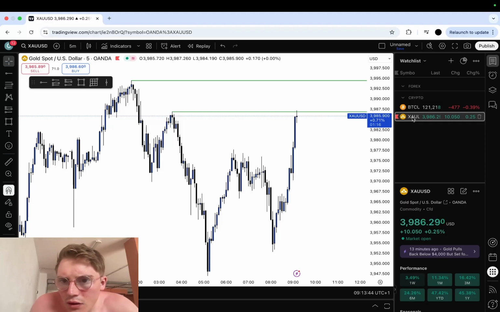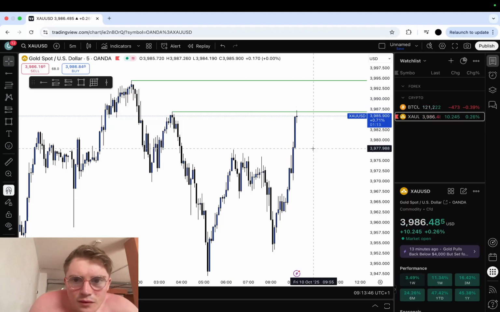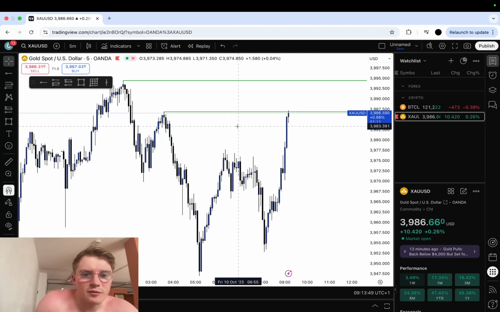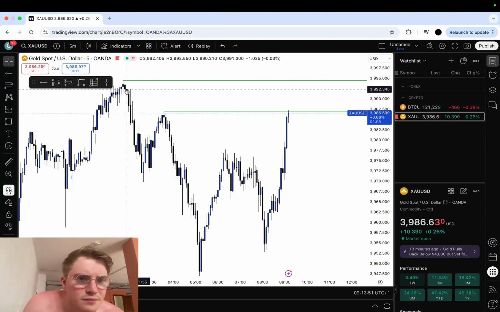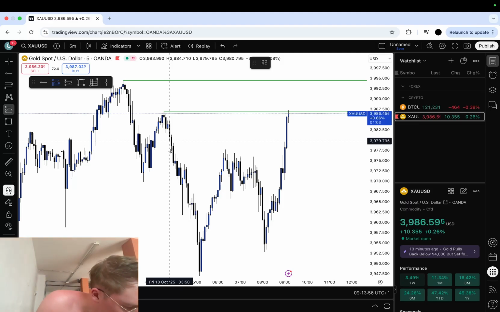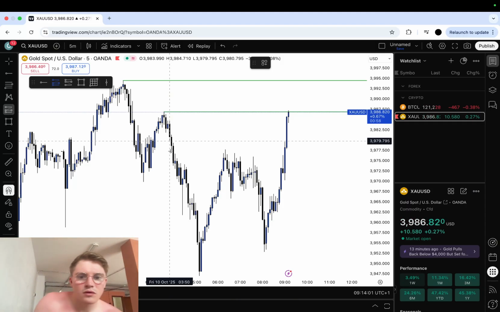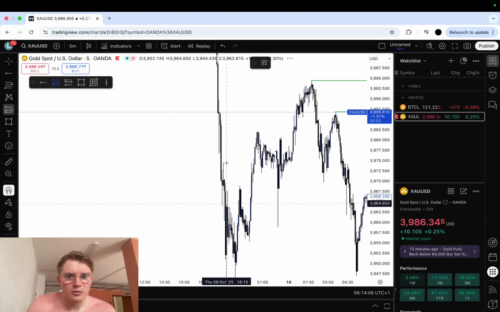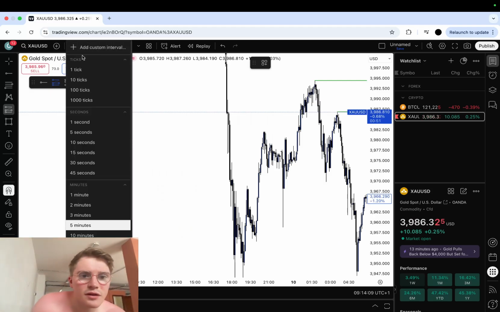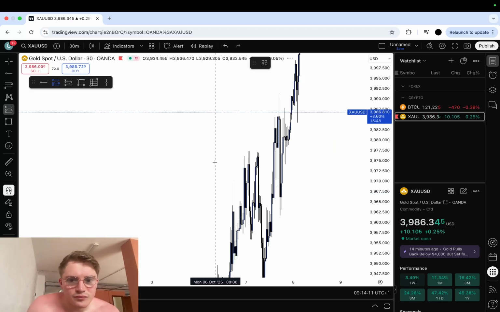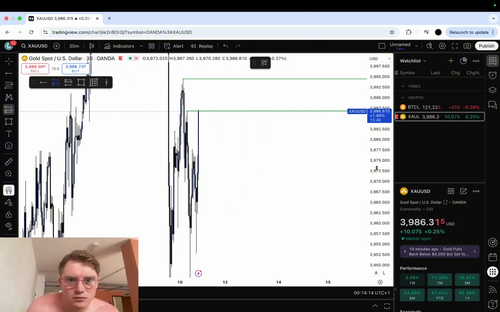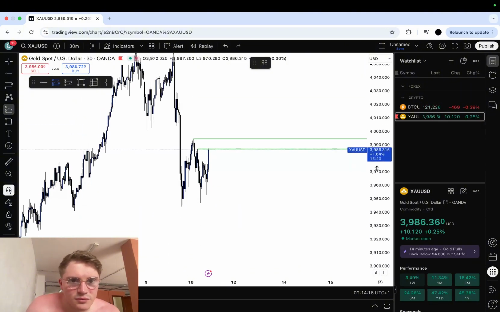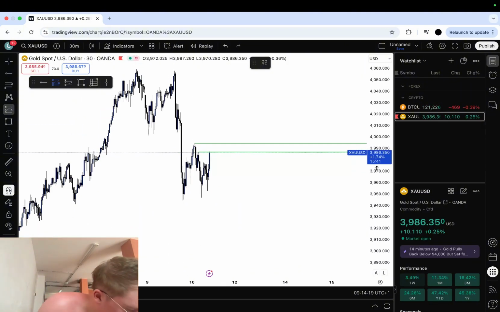XAU. Possibly liquidity sweep here, we'll see if it pushes through. Sorry, long position. Why do these charts look so different? Oh, because I'm on the 5 minute here and the 30 minute there. See what that's doing.